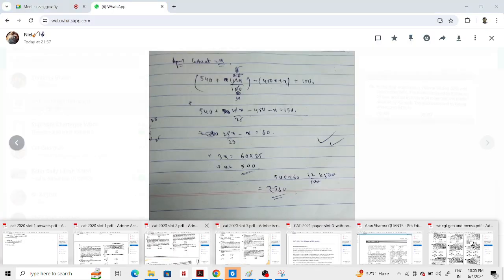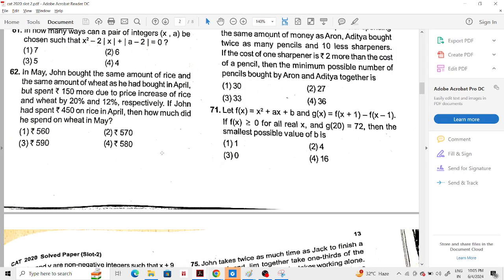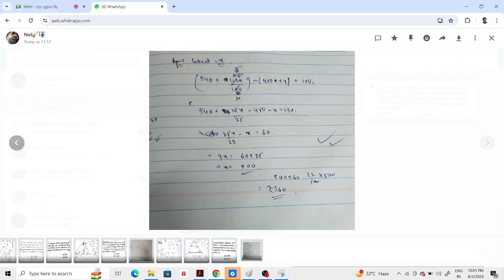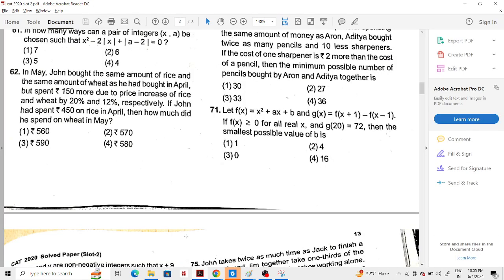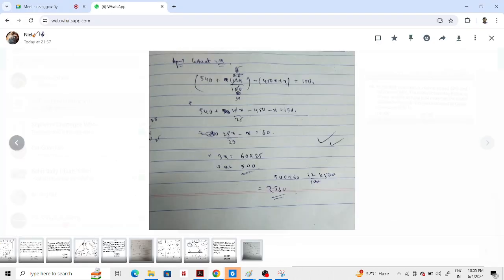Wait. 150 more than. Okay, so 450 is the total rice price in April. So 20% increase. So 20% increase is 90. 20% of 450 is 90. So 450 plus 90 is 540. Got it. Fine.